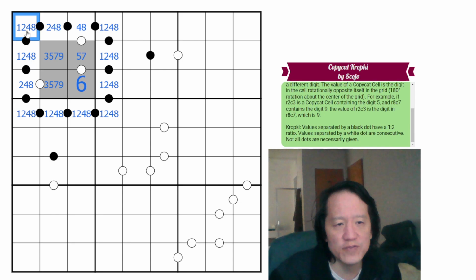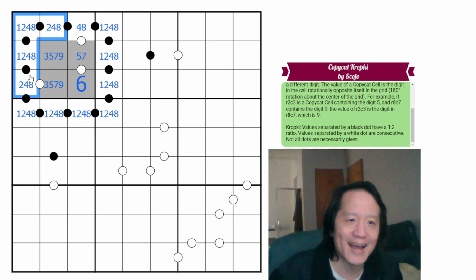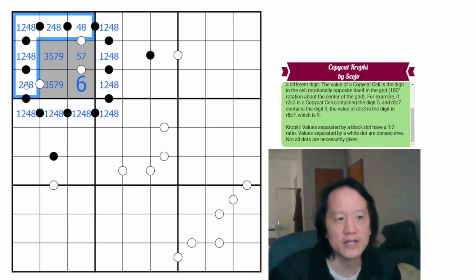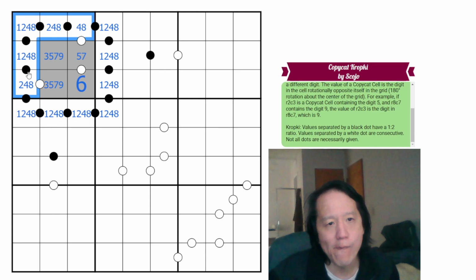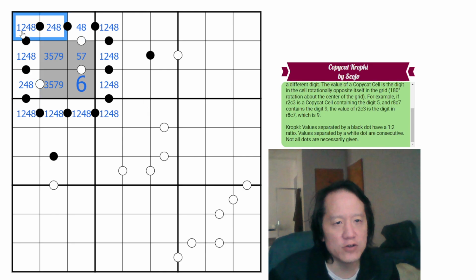Since 1 is one of these two, 1 can only be consecutive, can be only in a 1 to 2 ratio with 2. So 2 has to be the corresponding. So this 2 has to be essentially the value that's copied over. So we know this is a value of 2. One of these 4 is a value of 2. This one cannot be then the copycat. It has to be 4 or 8.